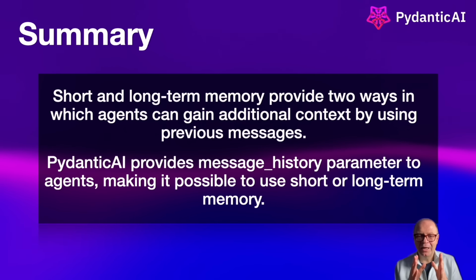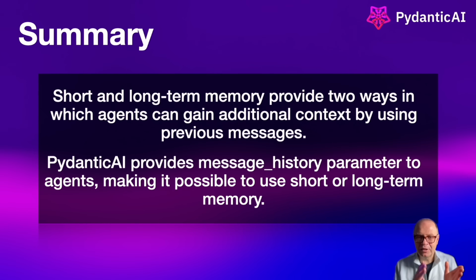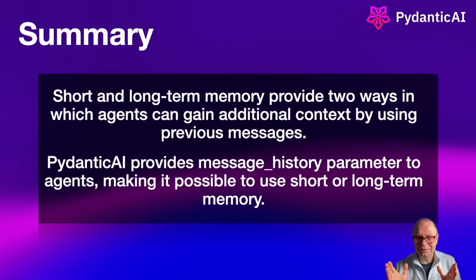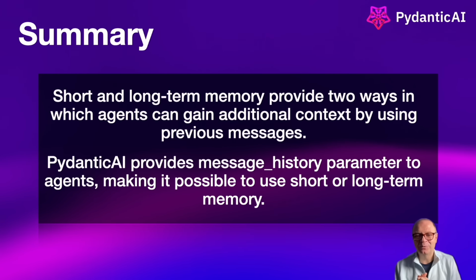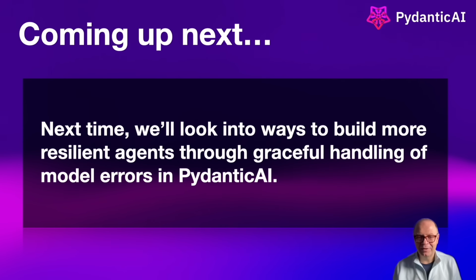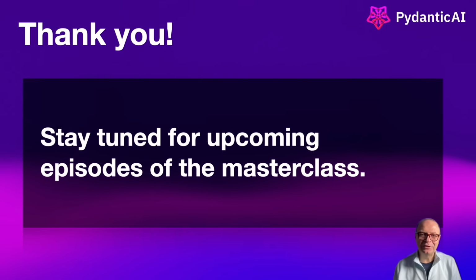In this tutorial, I showed you examples of how to use full memory, how to trim the memory, how to filter messages based on type or any particular feature of the message, and I showed you how to persist messages. In the last two examples, I also showed you how to share messages between multiple agents, and we did a variation of our sparring agents from our Hello World example. I hope that you enjoyed this. Next time, we'll look into ways of how to create more resilient agents through graceful handling of model errors in PydanticAI. But for today, this is a wrap.